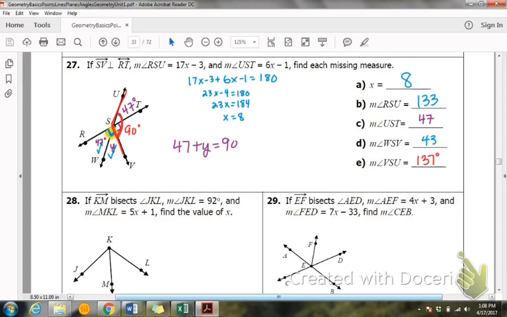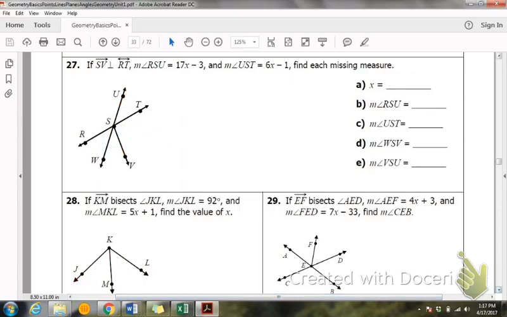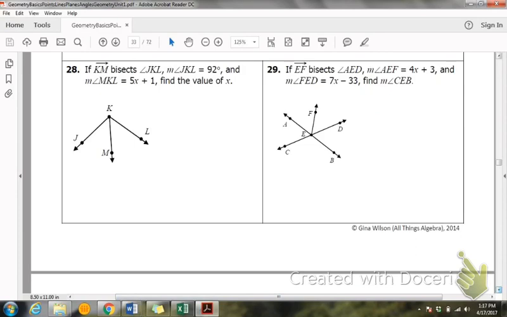Okay. On number 28, it says if KM bisects, what does it mean if you bisect something? You cut it in half, which means these are congruent. On your test, you must mark things congruent if they are. So when you see that word bisect, you need to make sure you're putting your arcs on your angles. All right? If it's bisected, interestingly, this one says that JKL, so this big thing out here, the big angle is 92. Not just one of the little ones. So if you don't read it, you're not going to do it correctly.